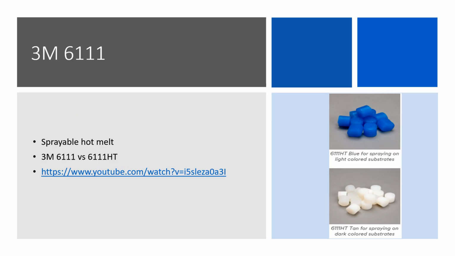3M 6111 is an interesting product. It is a sprayable grade hot melt, so it does require some equipment to do this, but if you watch the video, you'll get a better idea of how it works. Just anything that you're looking to increase throughput. Instead of laying a bead, you can do a spray pattern and get a wider area coverage in a shorter amount of time. This could be a good solution.